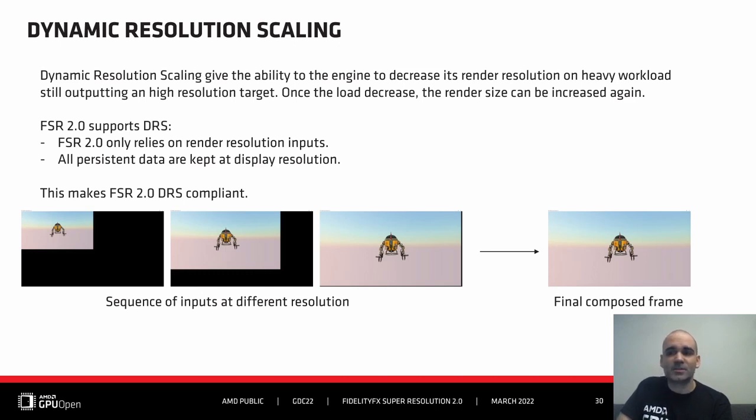FSR2 has been thought from the beginning to be dynamic resolution scaling compliant. It does most of its work from input data, no matter its resolution, and every data that needs to persist between frames, such as locks, is stored at high resolution. Those will still be valid no matter the input resolution changes. As an example there, you have 3 frames that are the same scene rendered at 3 different resolutions and that are composed correctly into the final frame that you can see on the right.